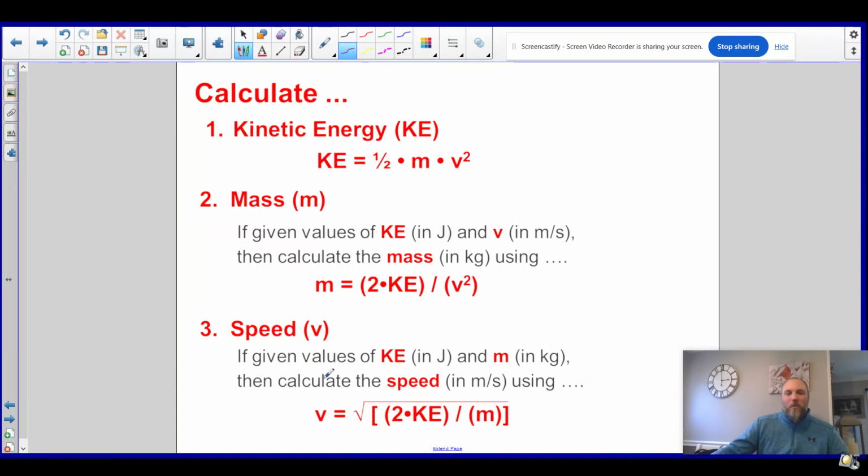The last one, if I wanted to get the speed, I would again multiply by 2 to move it to the other side and then divide by mass, but that would give me v squared, and I don't want v squared, I just want v by itself. So the last thing I would do is take the square root of both sides. So we end up with the square root of 2 times the kinetic energy divided by the mass. Okay, so that is something you might be expected to do on the exam.